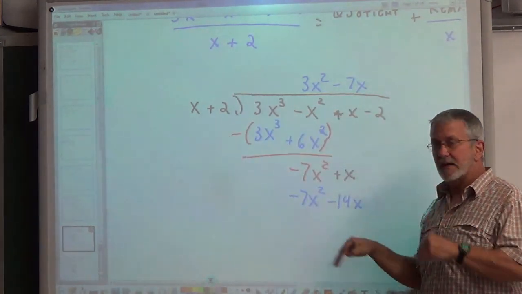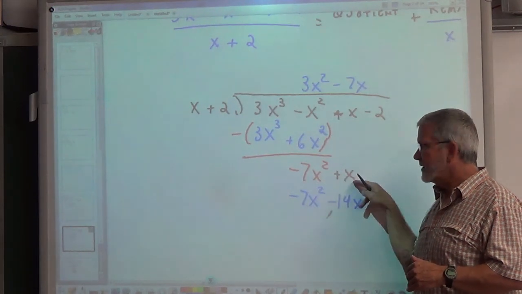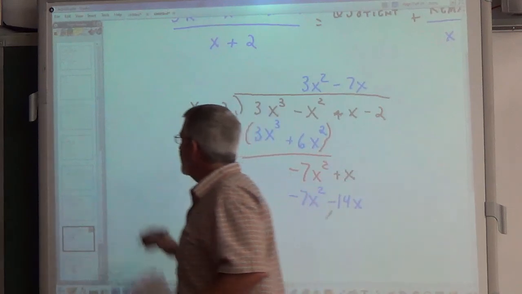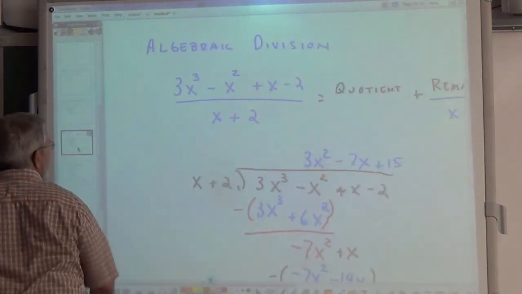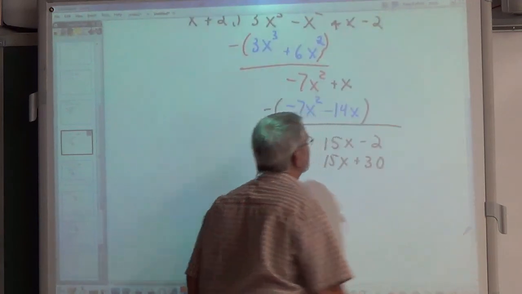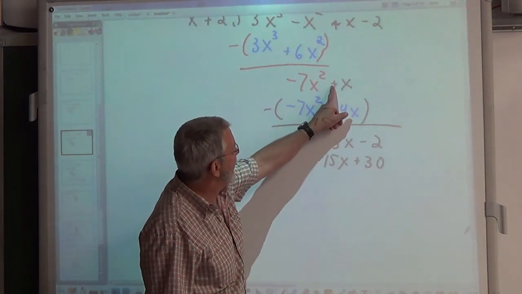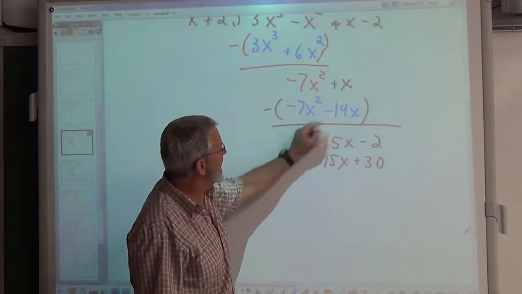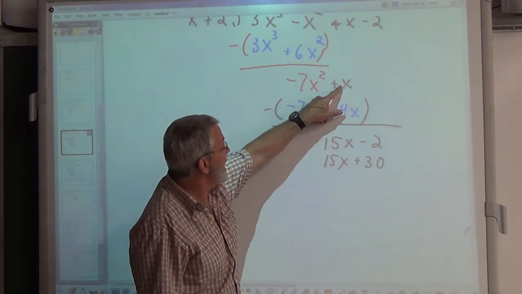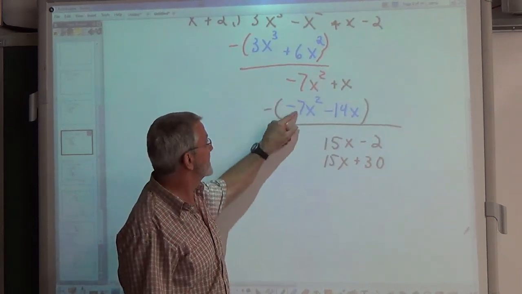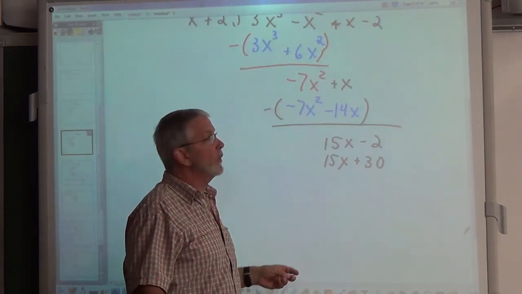And now the next process is to subtract this from this. Be careful with your subtraction right there, ladies and gentlemen. Here's where you're going to make your mistake. Positive x minus negative 14. Positive minus negative is addition. So I have x plus 14x, which is 15x. Negative 7x squared minus negative 7x squared is 0, and that's what I wanted.